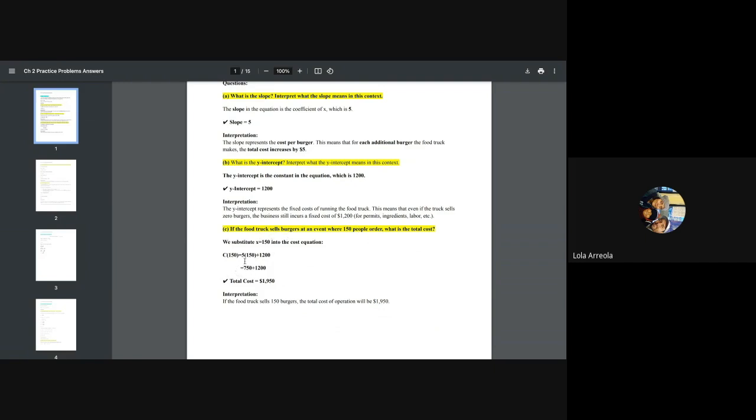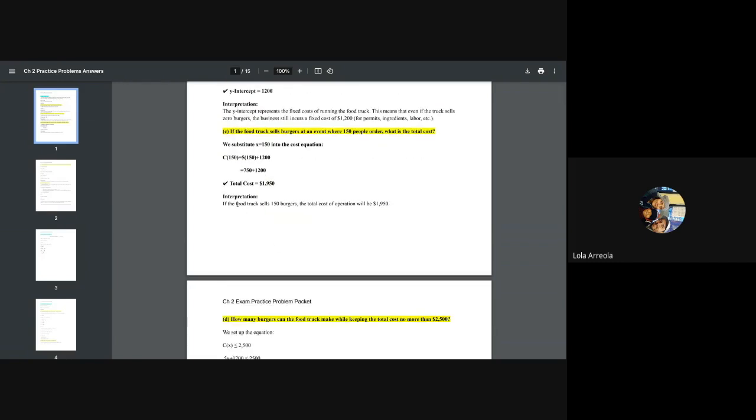So we have 5 times 150 is 750 plus 1,200. The total cost is going to be 1,950. So that part C problem is just telling me to evaluate for X to get my total cost for a number of burgers, or a number of people that are going to order. So again, if I interpret this problem, I'm just answering the question. After I do the math, I want to read the problem again just to answer the question. So the food truck sells burgers at an event where 150 people order. What is the total cost? If the food truck sells 150 burgers, the total cost of operation will be 1,950.